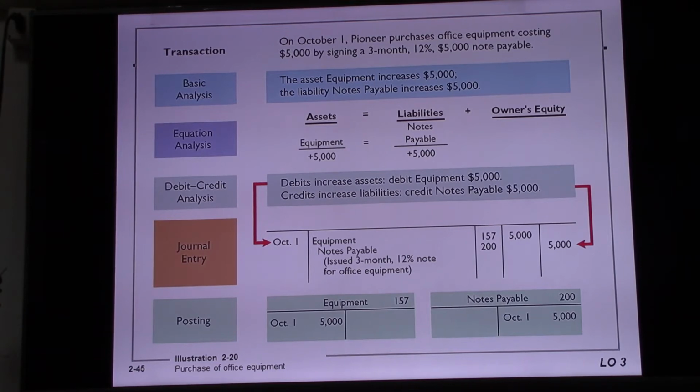And also, notes payable is written on the credit side in the journal entry, so it will be transferred to the credit side of the T account by the same amount, $5,000.